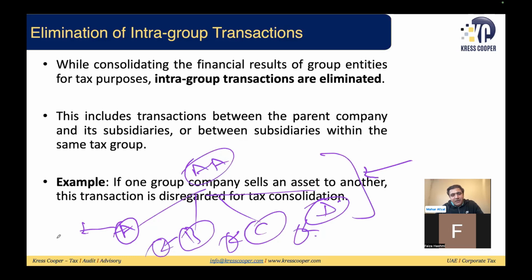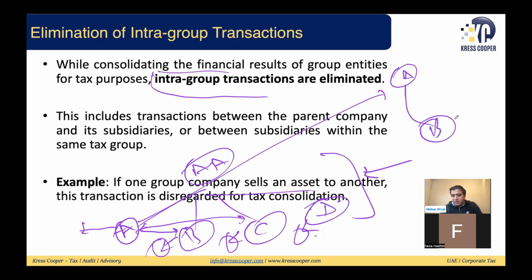Once it is consolidated, all intra-group transactions will be eliminated. If there is any transaction between A and B, A and C, A and D, it will be eliminated. These intra-group transactions can be in the form of sale of assets, liabilities, or revenue. Suppose A is providing services to B, both being part of the VAT group. This entity will be recognizing income and that entity will be recognizing expense. This will be discarded when calculating the taxable profits.